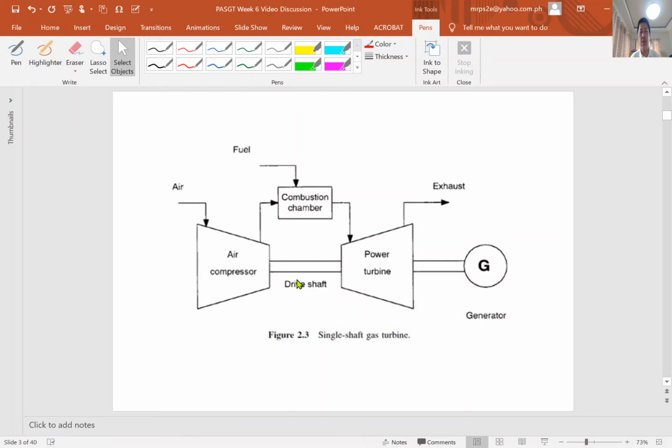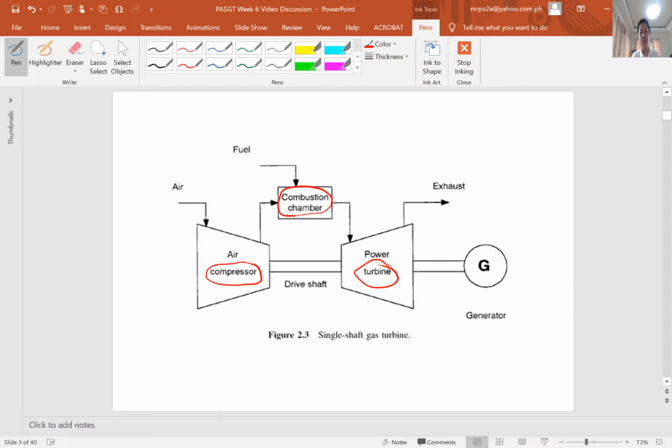As you can see here in the drawing, we have here the compressor. So this is the compressor. And we have here the combustion chamber. We have here the turbine.